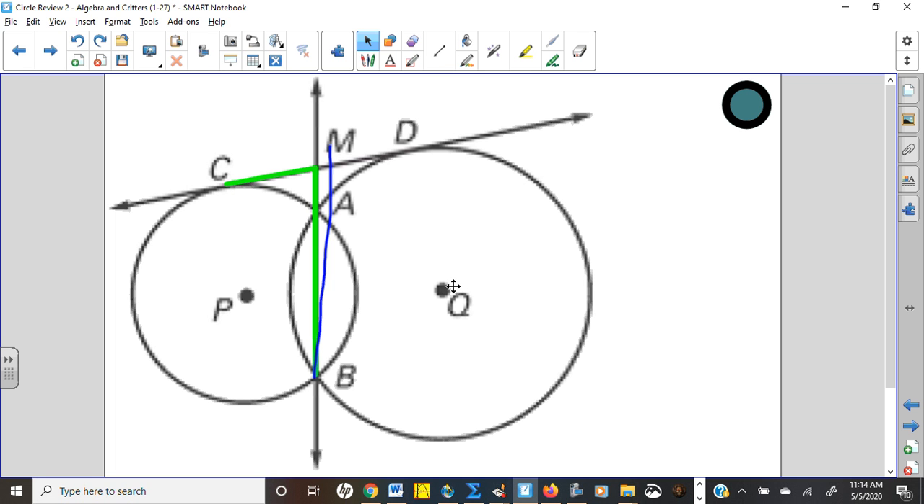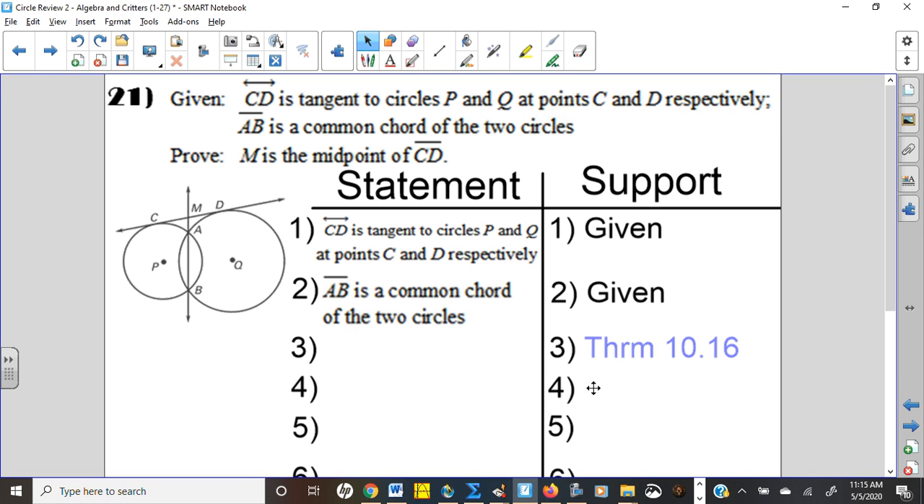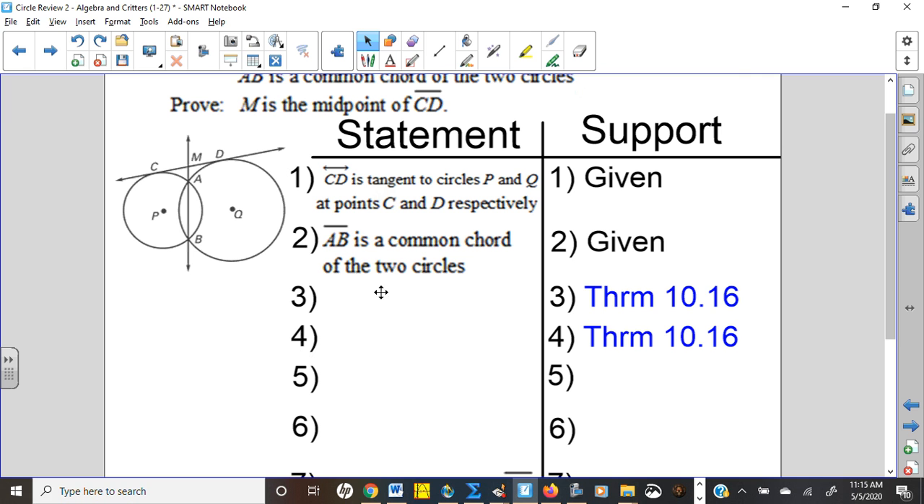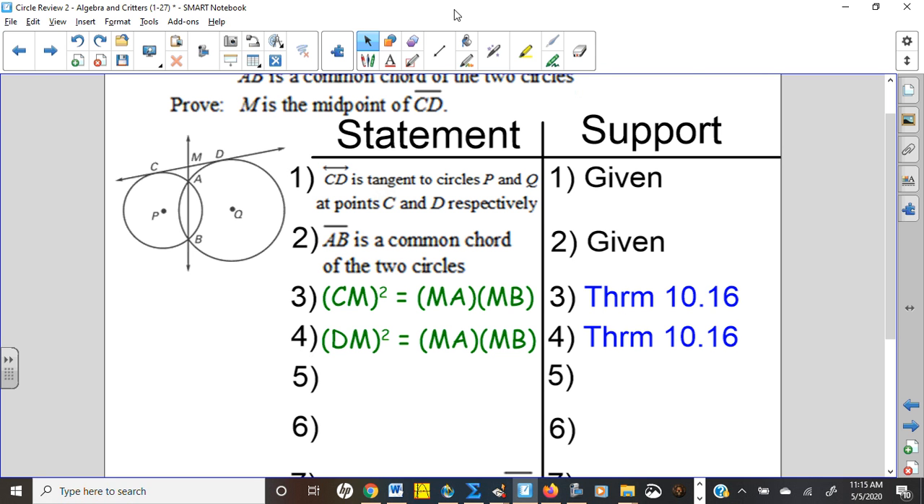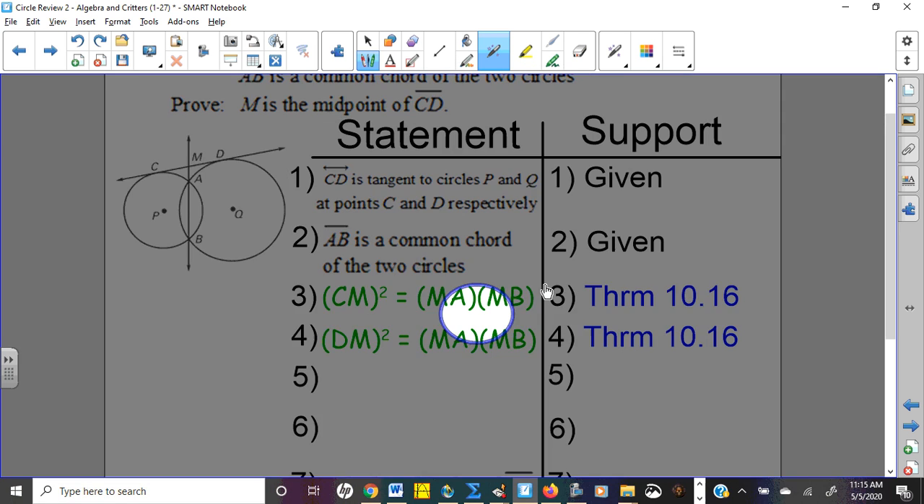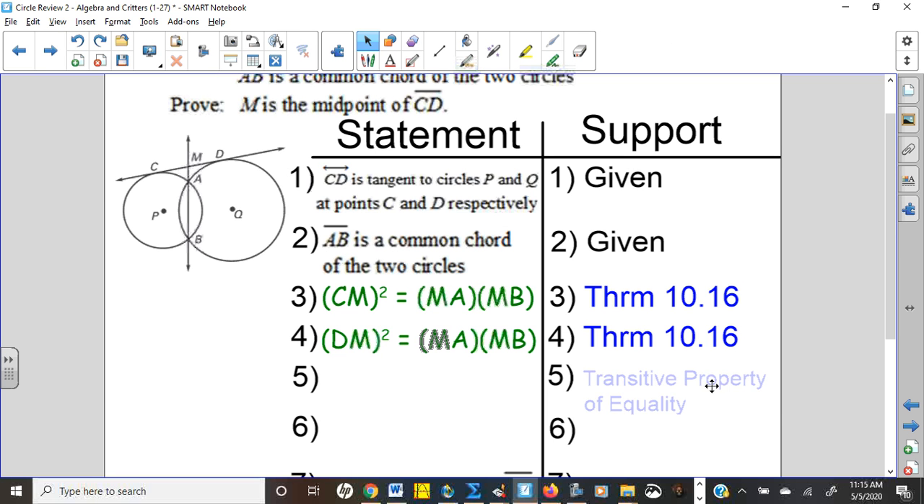Going to circle Q, you can get a very similar relationship, because we have, it turns out, the same exact secant segment, MB. So MA times MB, except this time the tangent segment is MD, so it's equal to MD squared. And so by just applying Theorem 10-16, we get these two lovely relationships. Notice here that they're both equal to MA times MB. They both have that same relationship, which means we can use the transitive property. When two things are equal to the same thing, we can set them equal to each other to set CM squared equal to DM squared.